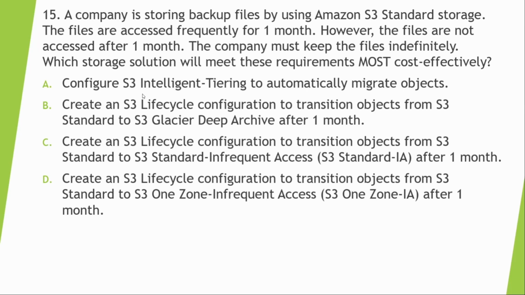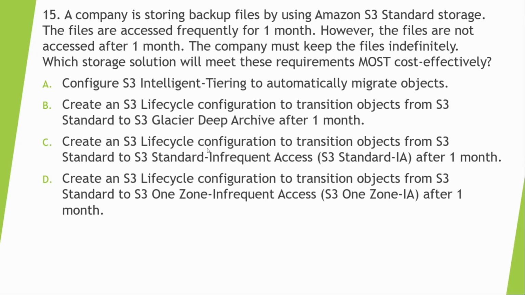Let's go to the options. Configuring S3 Intelligent-Tiering. S3 Intelligent-Tiering, I just now told you, when you have an unpredictable pattern, then you should think of it. But here we know a pattern that okay, 1 month it will be accessed very frequently, then it will not be accessed at all, but they want to keep the files. Okay. And they are already telling us that for 1 month they are keeping it in S3 Standard storage class. Okay. So create an S3 lifecycle configuration to transition objects from S3 Standard to S3 Glacier Deep Archive after 1 month. Good option, it is a cost effective option.